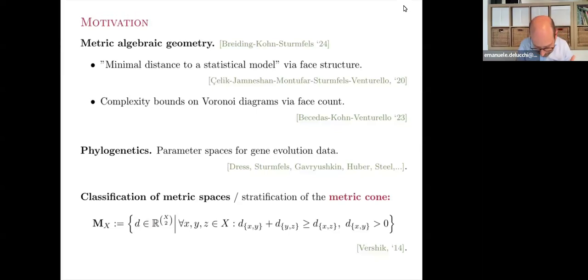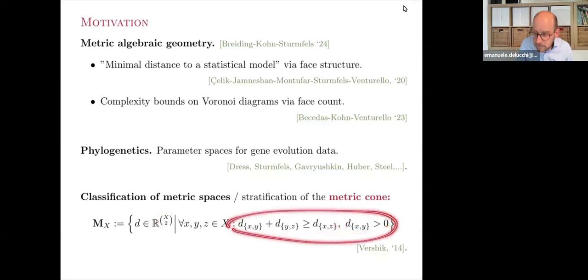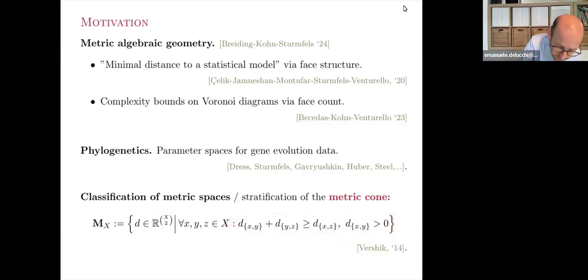The symmetry is guaranteed, so I'm looking at unordered pairs. Of course, the triangle inequality should be satisfied, and the distances should all be strictly positive. So this is, of course, a cone. It's a half-open cone, which I will draw in the next slides.